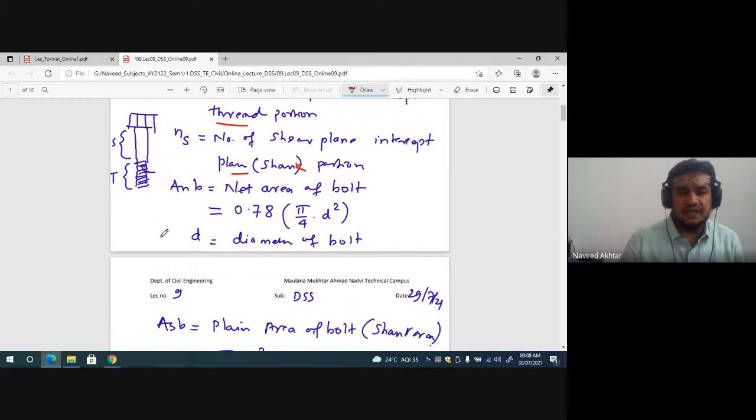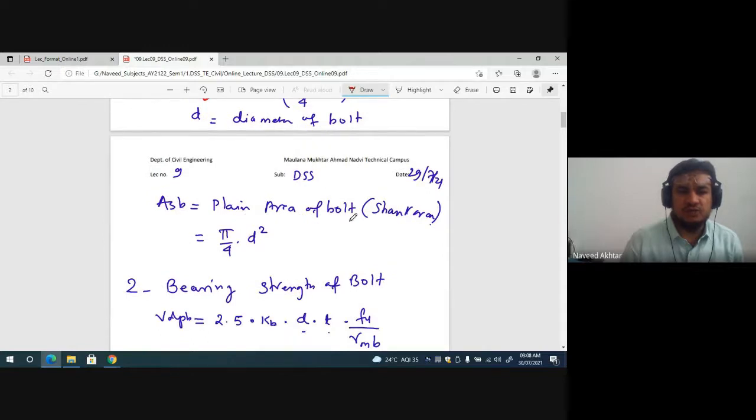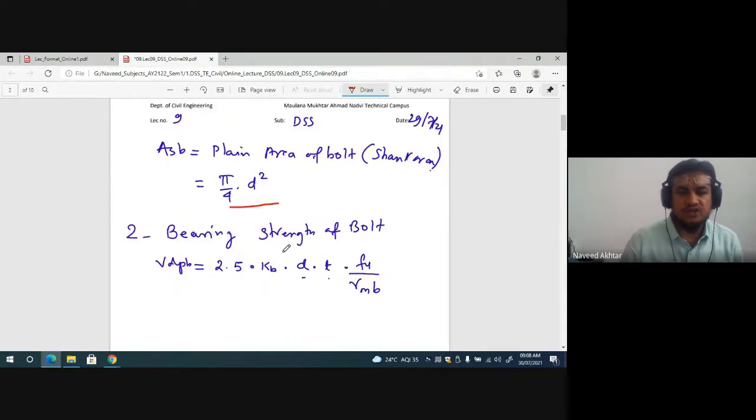ANB, the net area of the bolt, you can find through the formula. And d is equal to the diameter of the bolt, and A is the plain area of the bolt, that is pi by 4 d square.